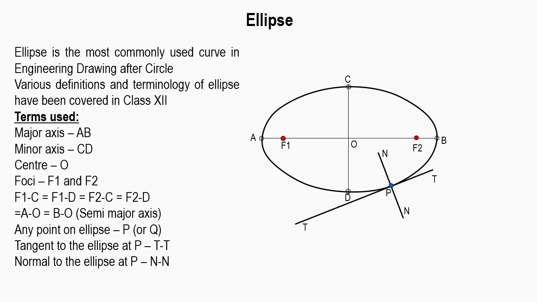So the distance of the foci points from the end points of the minor axis are equal, and they are equal to semi-major axis AO or BO. Then P is any point on the ellipse at which we have to draw tangent and normal. Tangent to the ellipse is shown as the line TT and the normal is shown as the line NN.